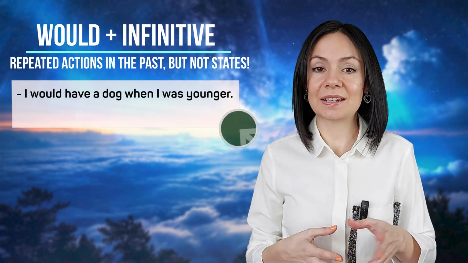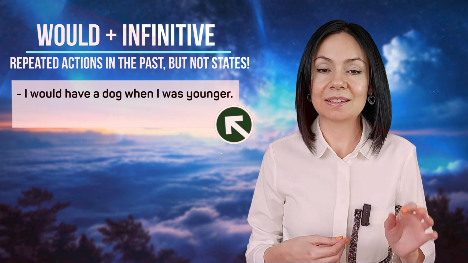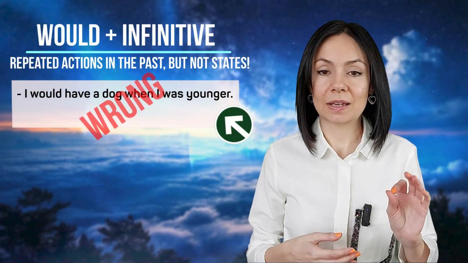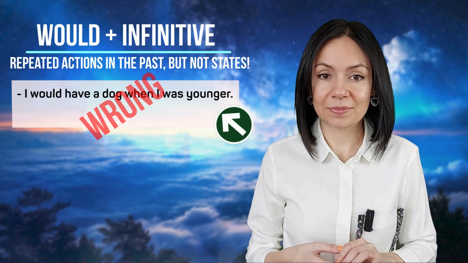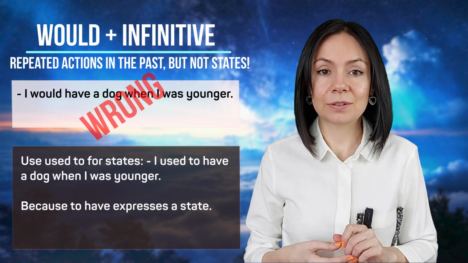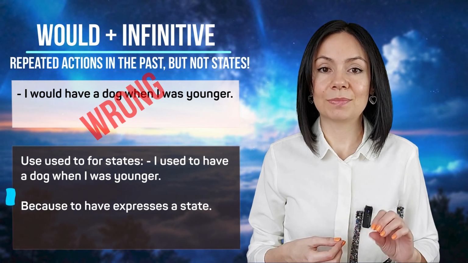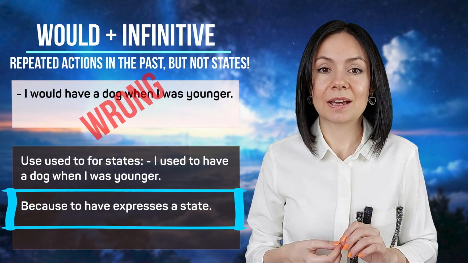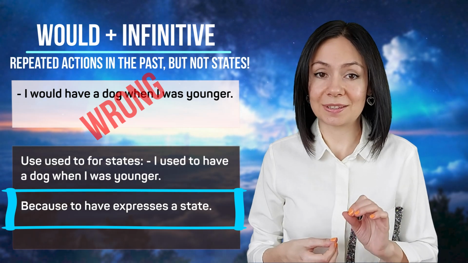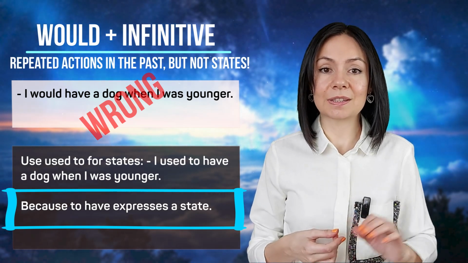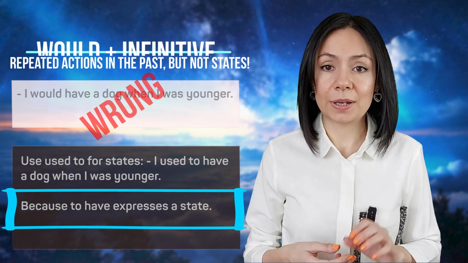Now, here is a sentence that is wrong. Have a closer look at it. In this particular one, you need to use used to, because to have expresses a state. So the correct variant is I used to have a dog when I was younger.